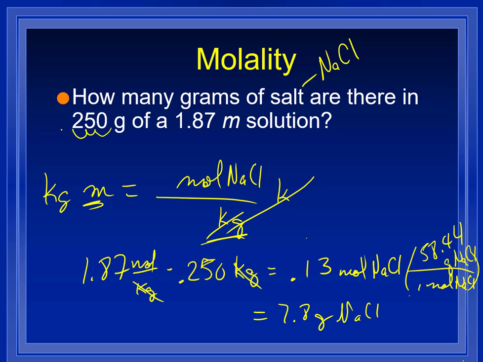I took 1.87 times 0.25. Did my calculation? 0.13 doesn't make any sense. 1.8, because 1/4 of that's got to be almost 0.5, right? Yeah, 0.47. Sorry about that. I have no idea what happened. And 0.47 times 58.44 is 27 grams. Okay.